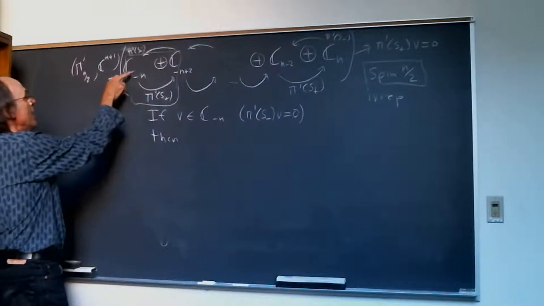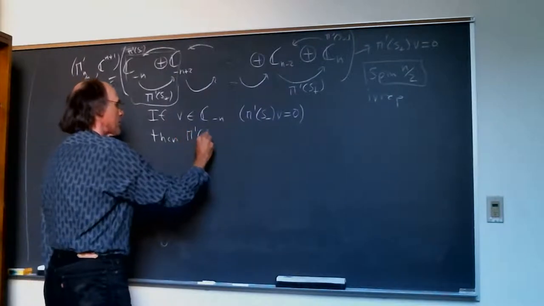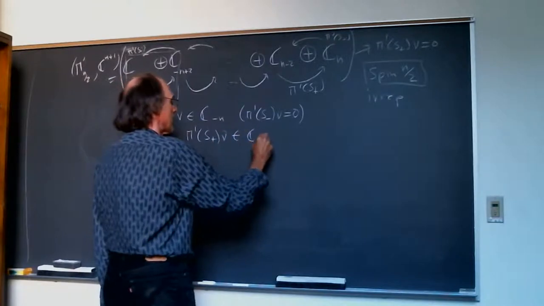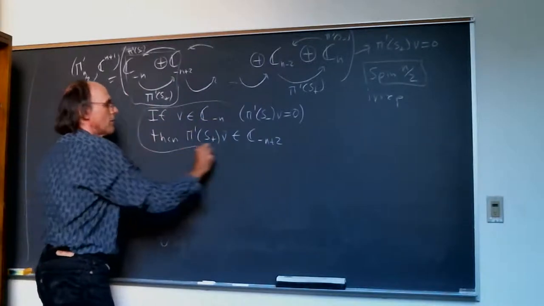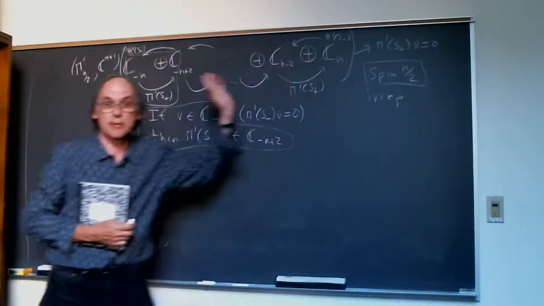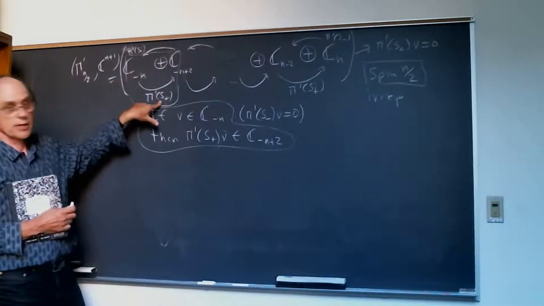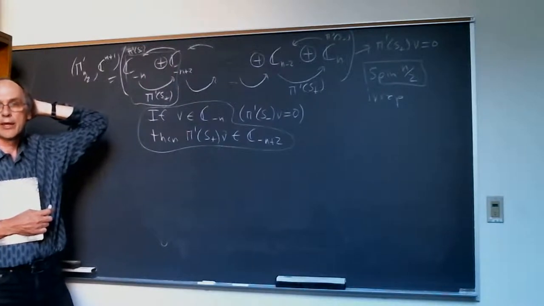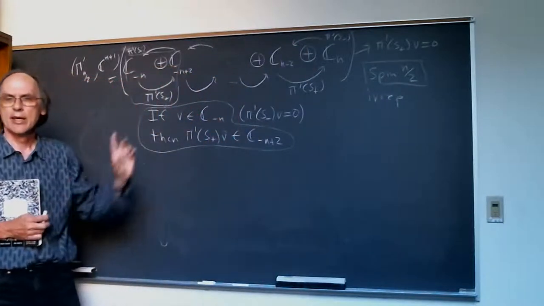Then this map takes any vector in here to a vector in here. So pi prime of S plus V is an element of C to the minus N plus two. That is what that arrow is supposed to be saying. It's saying that I've broken this up into one-dimensional subspaces, and if you're in this one-dimensional subspace and you apply this linear operator, you end up in this one-dimensional subspace. It's a somewhat confusing package of information, but that's what it is. Any other questions about this?